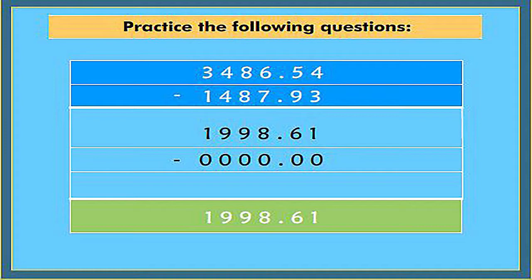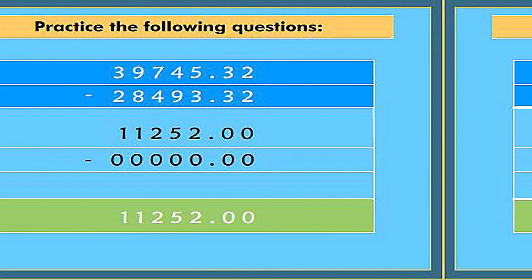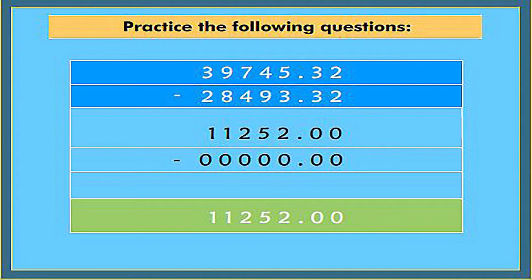So we need to get the answer 8 instead. 5 minus 9 equals 6 minus 0. And this 6 is all right because the next digit is 4 minus 3 equals 1. The complete answer is 1998.61. We'll go faster on this last question.